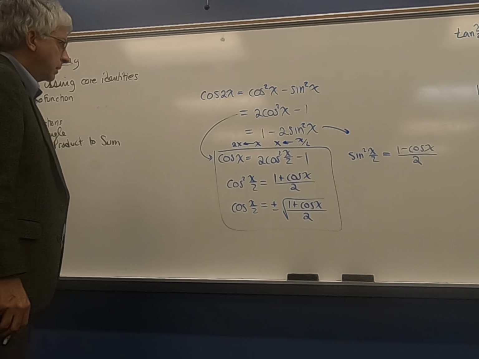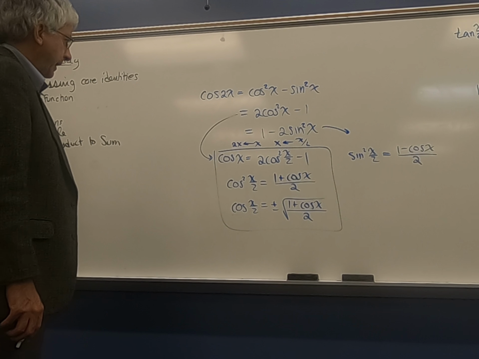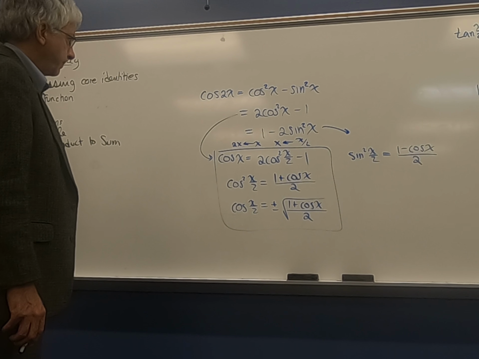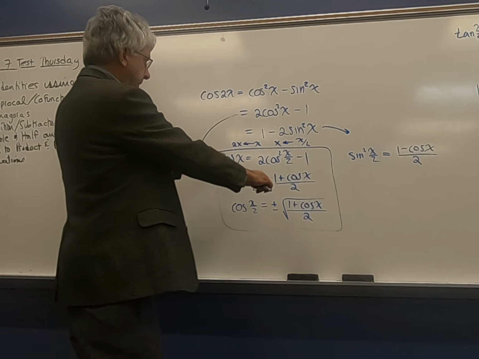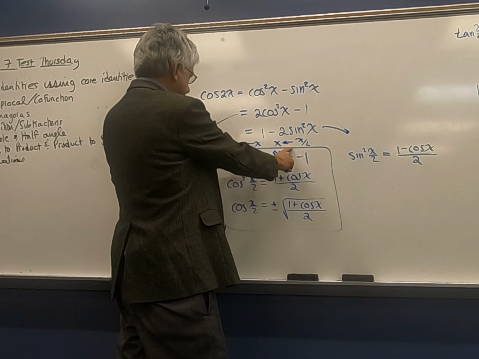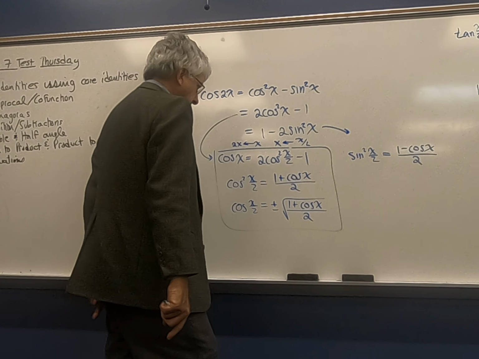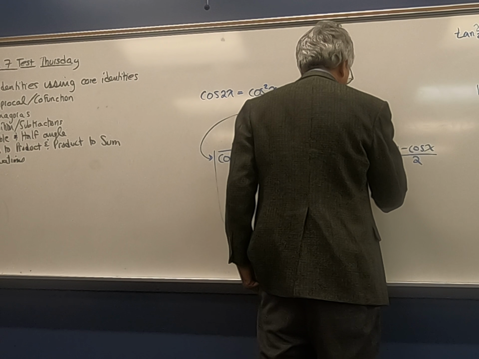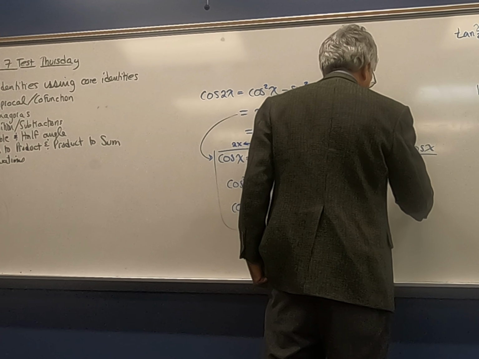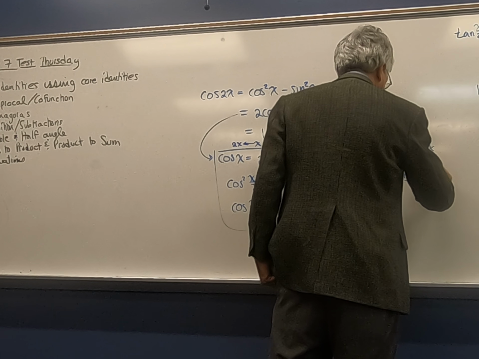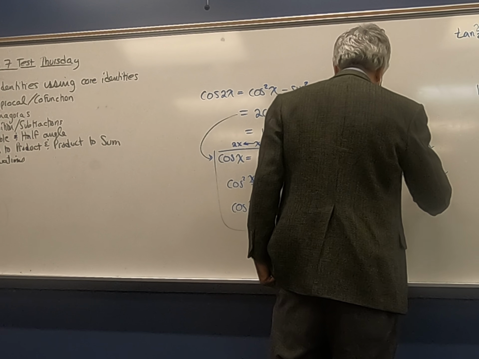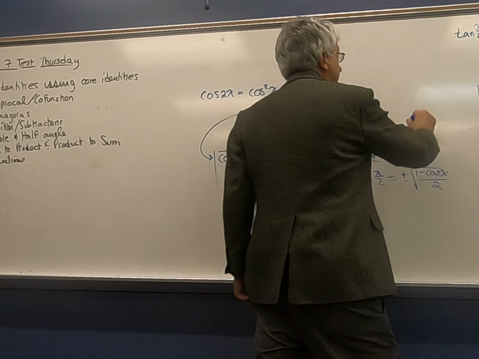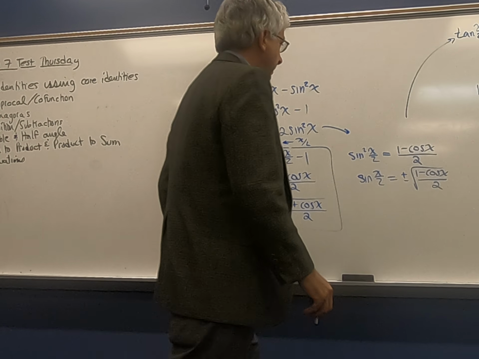Not because you divided by 2 on that? Yeah, because it's a half angle. I want the half angle formula. These are equivalent statements, right? So that gives me sine of x over 2 is equal to plus or minus the square root of 1 minus cosine x over 2. Then when I put these two things together, I get that, right?